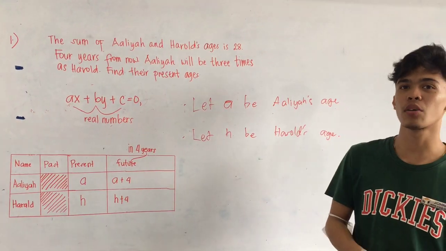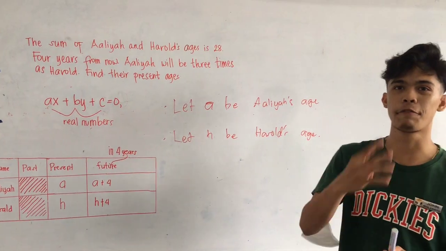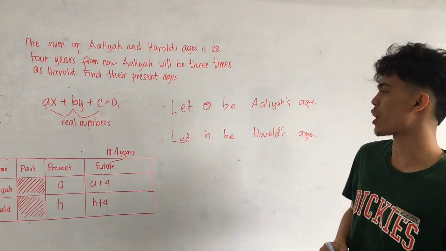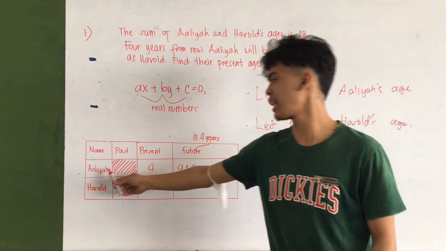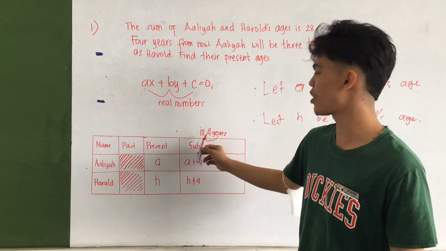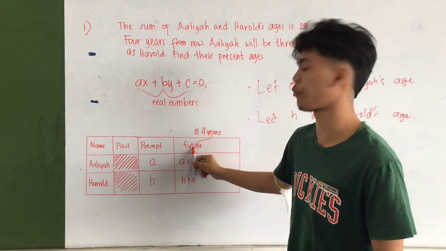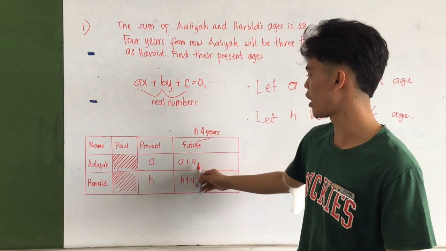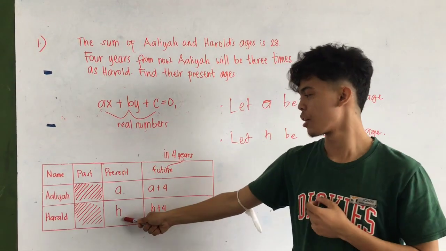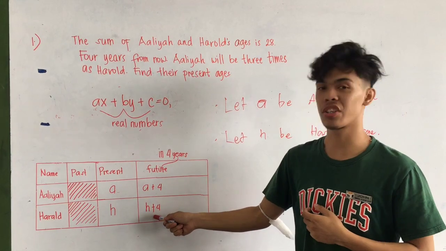Since they will be 4 years older in the next 4 years, we simply have to add 4 to their current ages to represent their future ages. So this is the table. Alaya, represented by A, and this is the formula in 4 years from now: A plus 4 years, and for Harold, represented by H. So we will just add 4 years to their current age.